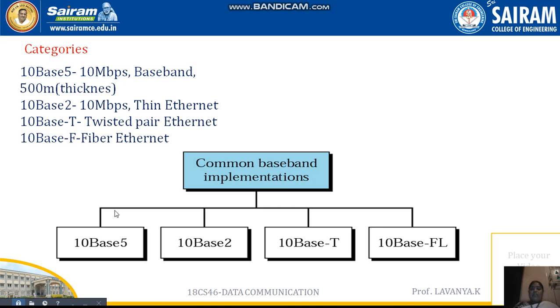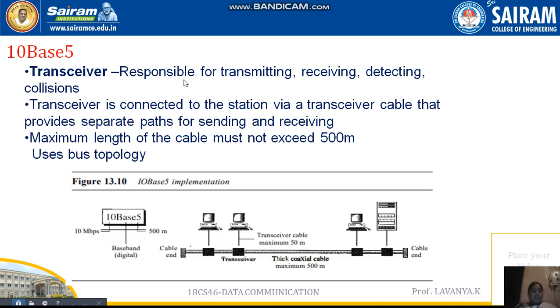We will see one by one what 10 base 5 and 10 base 2 are. See, this is the 10 base 5 Ethernet. The 10 base 5 Ethernet uses the transceiver cable. Look at the diagram. Here we have the 10 base 5. I told you, the speed of the 10 base 5 will be 10 megabit per second.